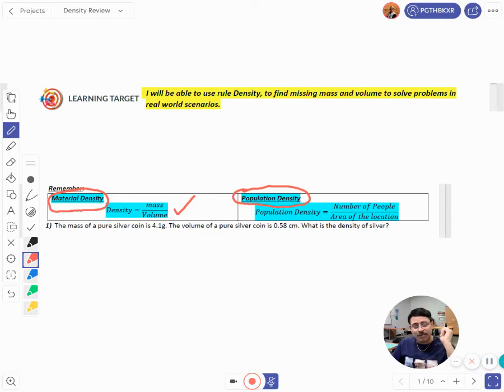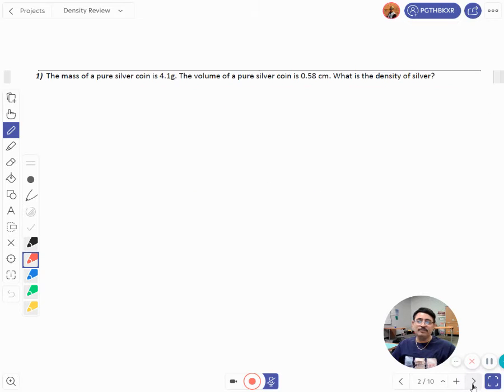So let's quickly go to the next page. There we'll attempt the same question. Well, this is the first question. The mass of a pure silver coin is 4.1 grams. The volume of pure silver is given as 0.58 centimeter cube. Once again, there is a typo error. And the question is, what is the density?